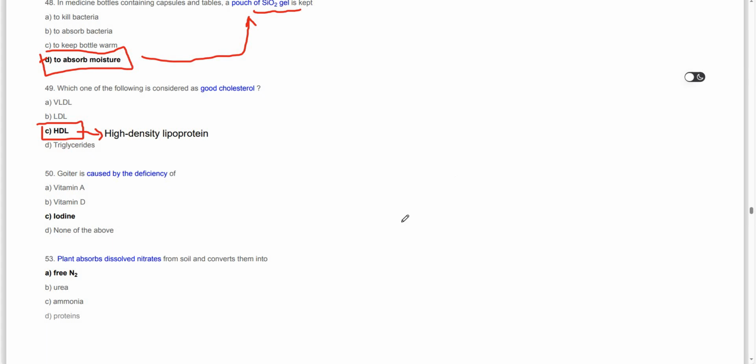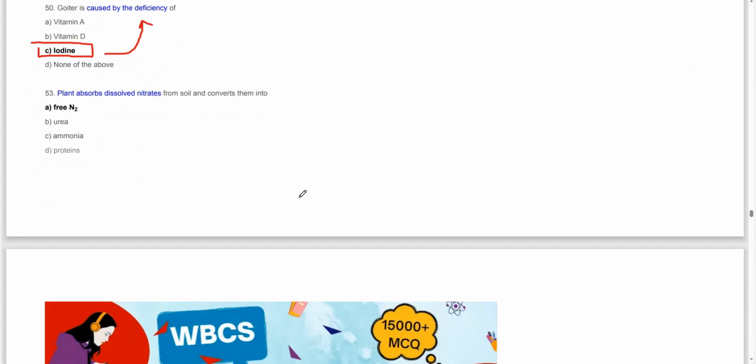Moving on, goiter is caused by deficiency of iodine, not vitamin but iodine. Iodine deficiency causes goiter. Moving on, plants absorb dissolved nitrates from soil and convert them into free N2.